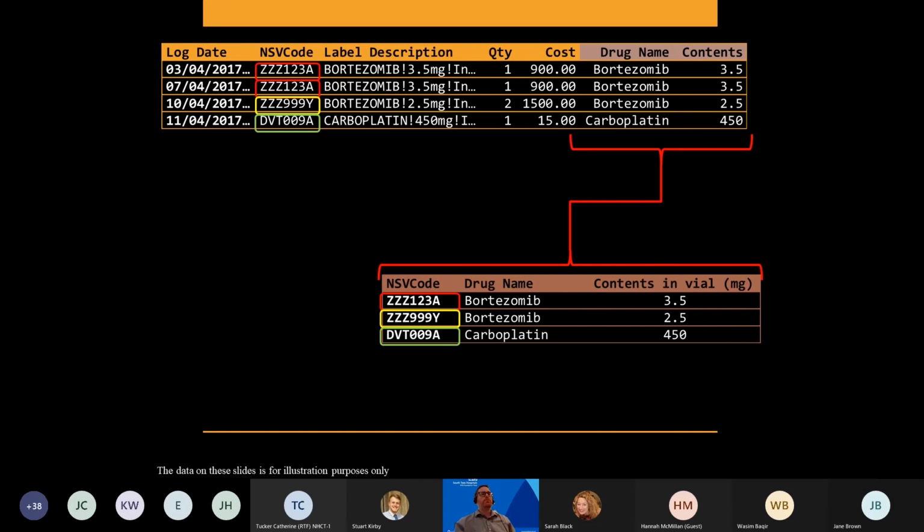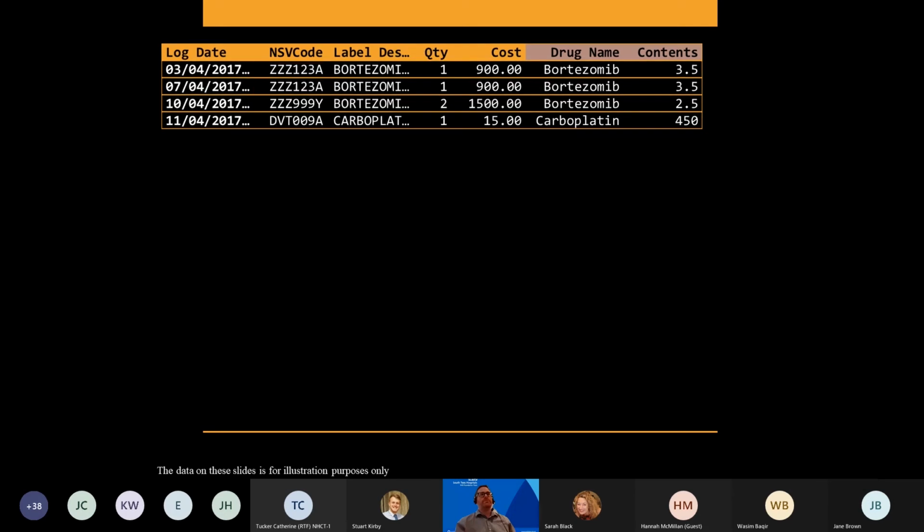You can then join that, and joining is a process that you can do in good quality data analysis packages. You can even do it in Excel with a little bit of effort, so that we could pull up into our original data set the drug name rather than a description with lots of other information, and the number of milligrams in that vial size.